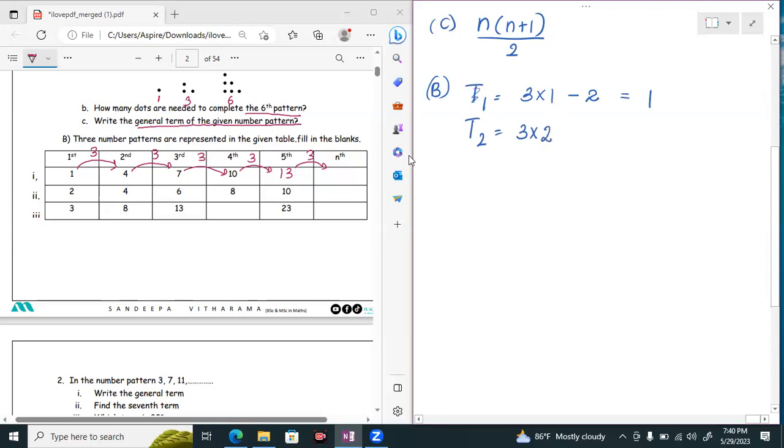To obtain the second term, what do I have to do? 3 into 2, it is 6. To obtain 4, subtract 2. Then I can obtain 4. Then how can I obtain the third term?